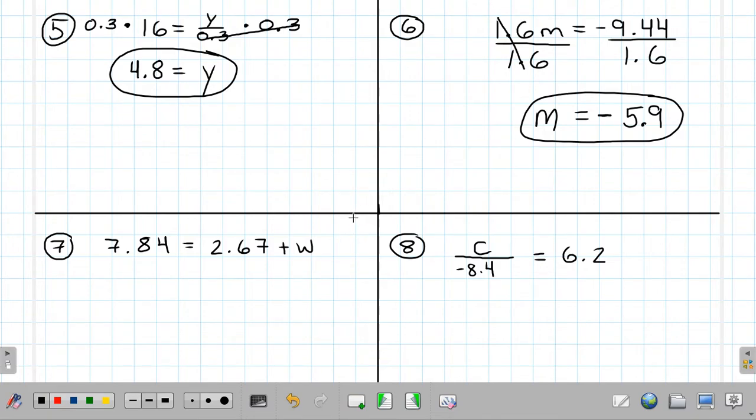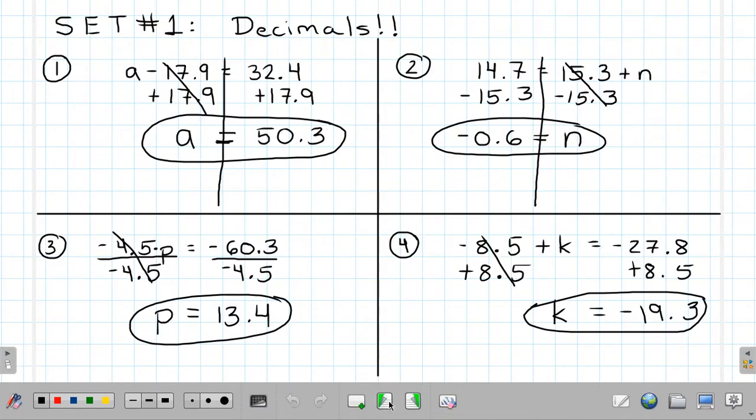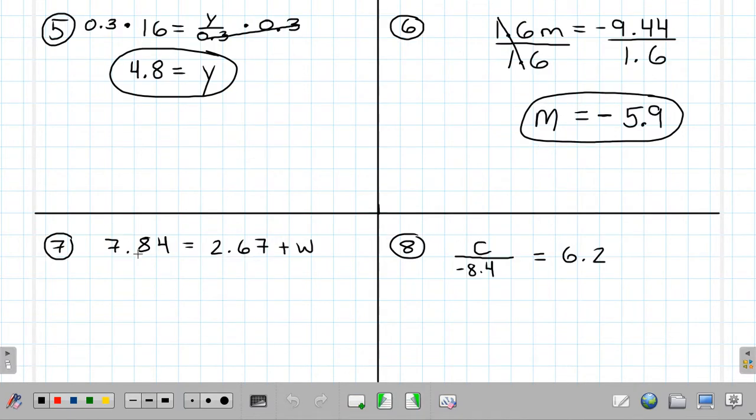Number 7. In this case, this one works very similarly to number 2, in that you've got 7.84 is equal to 2.67 plus W. Okay, once again, we want to get the W by itself, so we would need to get rid of this positive 2.67, and the way that we do that is we subtract 2.67. But if we do it to the right side of the equation, we've got to do it to the left. Once again, the whole point here is those will go away, so we have W.